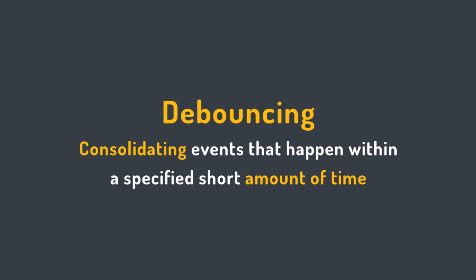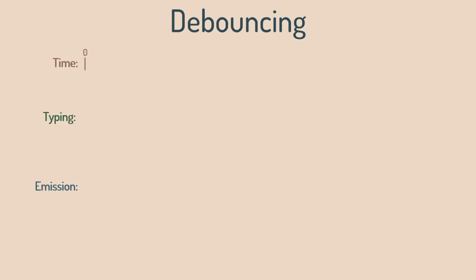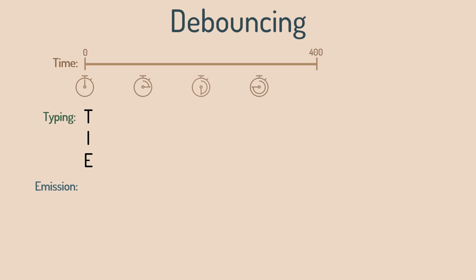What is debouncing? It's a programming technique that consolidates events that happen within a specified, short amount of time. Say we set a debounce time for our search feature to 400 milliseconds. When the user types a character, the timer starts counting to 400 milliseconds. If the user types another character before the timer reaches that 400, the timer restarts. As the user continues to type, the timer keeps restarting. When the user stops typing for 400 milliseconds, the consolidated events, in our case the set of entered characters, are processed as a single action.